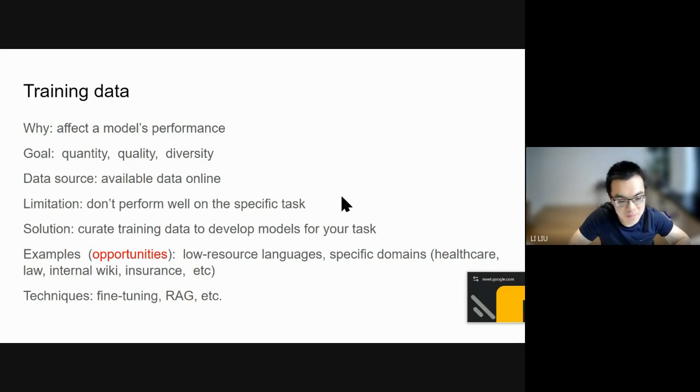And right now, the most common techniques for making the model more specific to a task are two. One is fine-tuning, another is RAG. Does anyone have a question? Let me stop here.